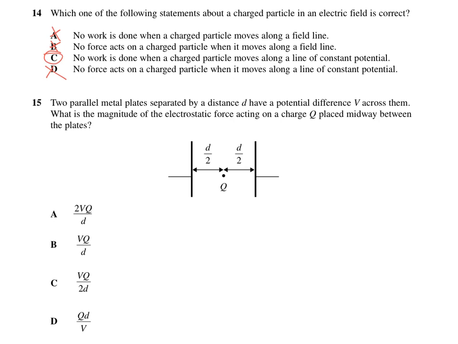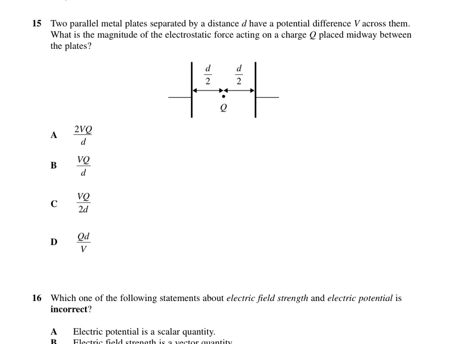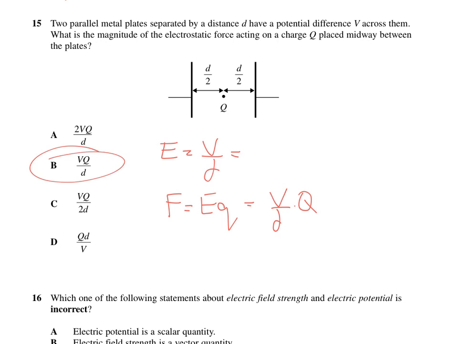So we're left with C. Two parallel metal plates separated by a distance d have a potential difference V across them. What is the magnitude of the force acting on a charge q midway between the plates? So the field strength is V over d. And the force is going to be the field strength times the charge you put in it. So V over d times q, and so we're going to end up with expression B there, because it's a uniform field, so we can use a uniform field equation.